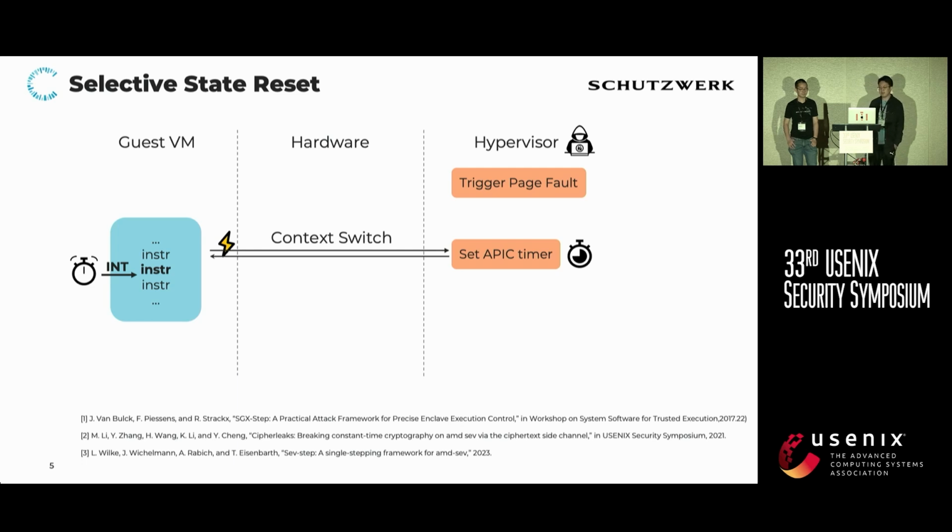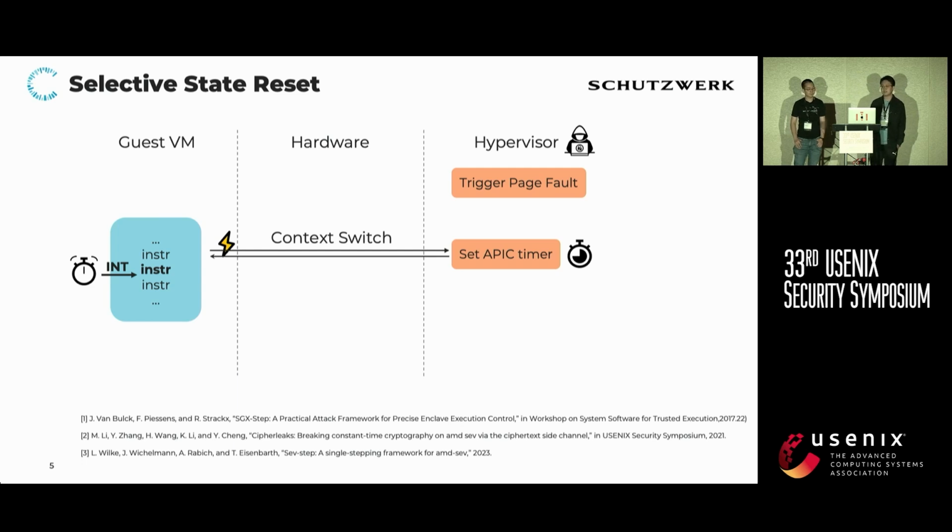So aligned with previous work, SGX-Step and SEV-Step, first we clear the present bit of our VM's pages so we can identify a code pattern at a page granularity by the page fault handler. And next we can achieve single stepping by using the APIC timer. So there is nothing new yet.